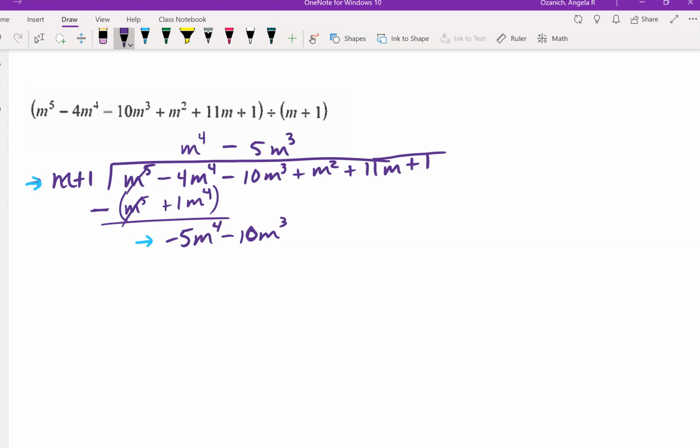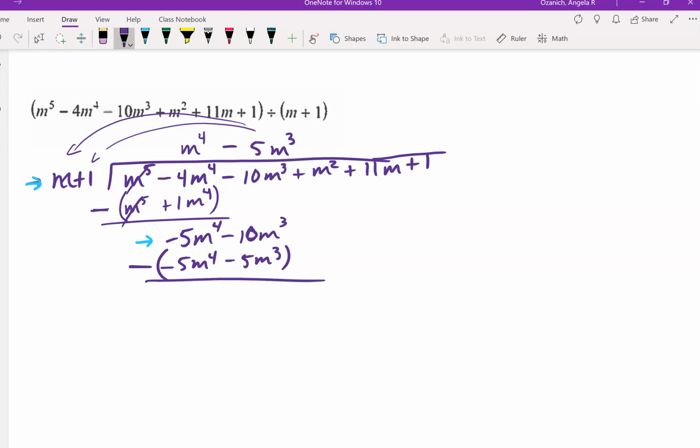And then we multiply. We're going to multiply just this negative 5m cubed term, and you're going to multiply it by each term in the m plus 1 polynomial. So we have negative 5m to the 4th and negative 5m cubed. And again, we're subtracting. Don't forget we're subtracting. These two will cancel. Because we're taking negative 10 minus a negative 5, that's going to be a negative 5m cubed.